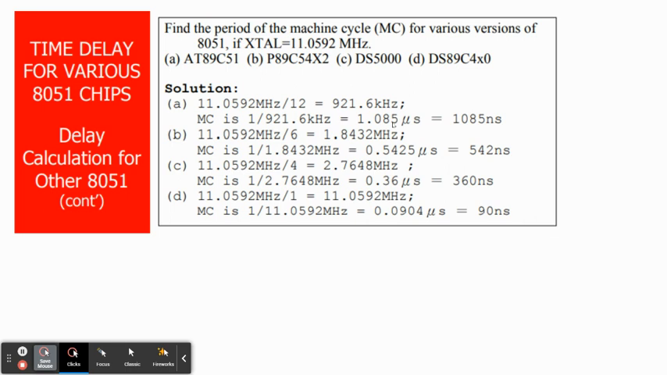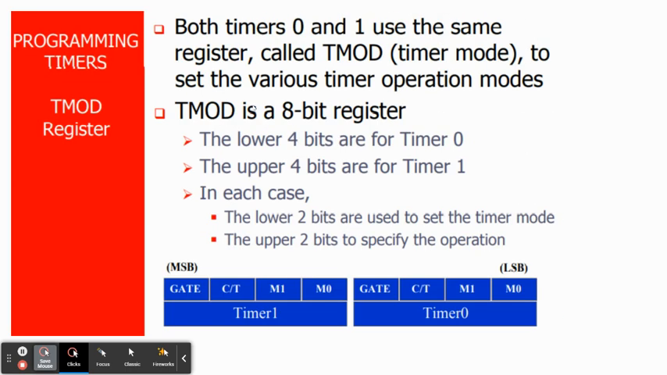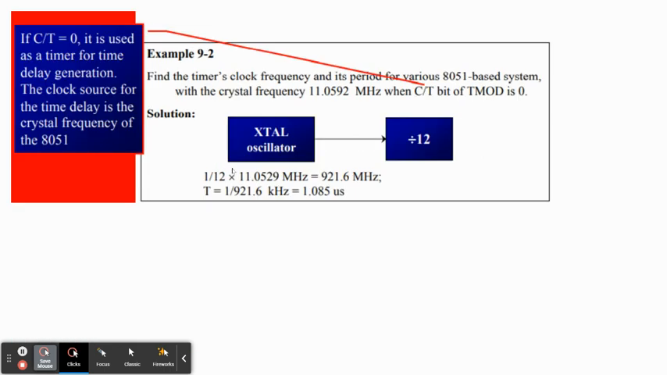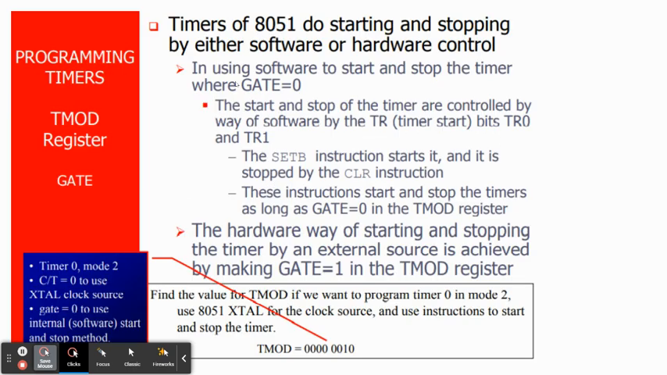if you go back to our previous example, the answer 1.085 microsecond is possible only if we divide 11.0592. So in other words, this is a typographical error. This is 11.0592, not 529. Now in the next examples, we will be talking about the TMOD register gate. The timers of the 8051 can do the starting and stopping by using software or hardware control.